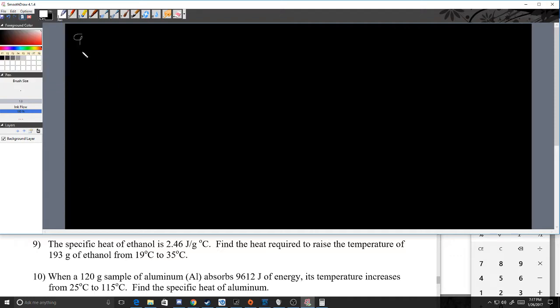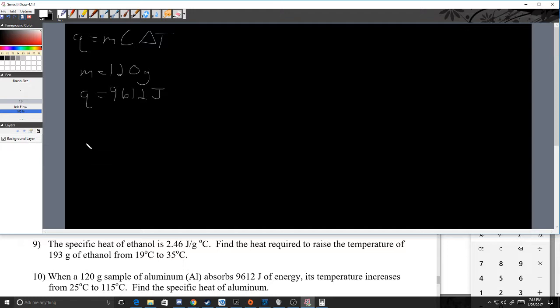Let me get my Q equals mC delta T. All right. So number 10, when a 120 gram sample, well, grams is mass, so I'm just going to write that down, of aluminum absorbs 9,612 joules of energy. All right, so in this case, they're giving us energy. In this case, it's implied that it's thermal energy, so they're giving us a Q of 9,612 joules. And its temperature increases from 25 degrees Celsius to 115.